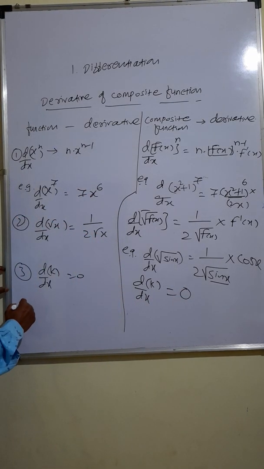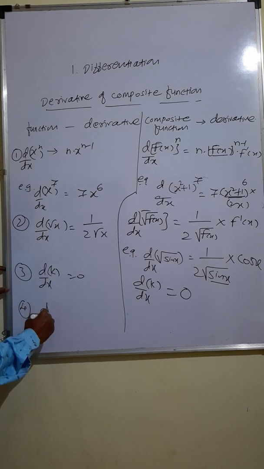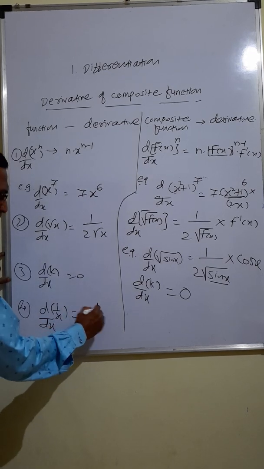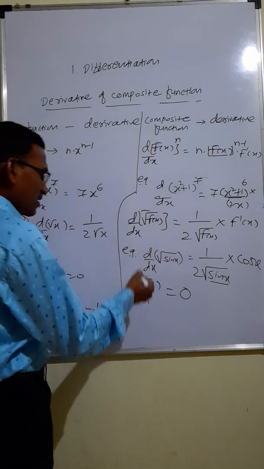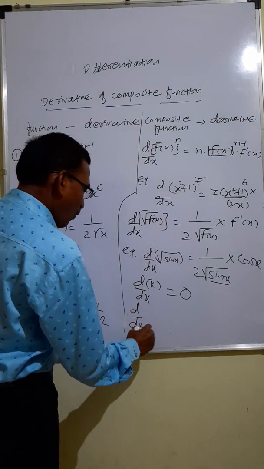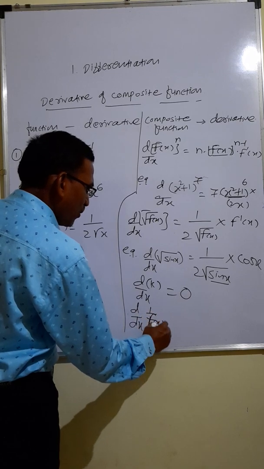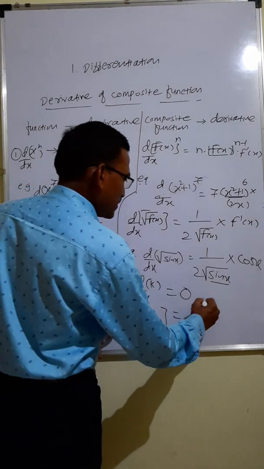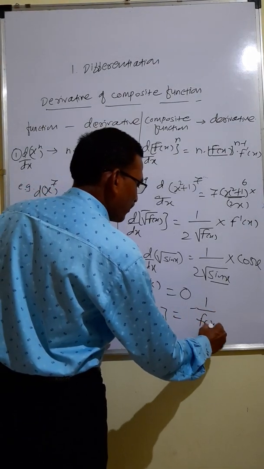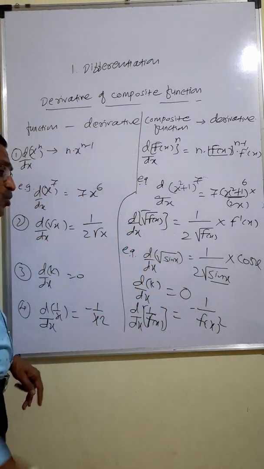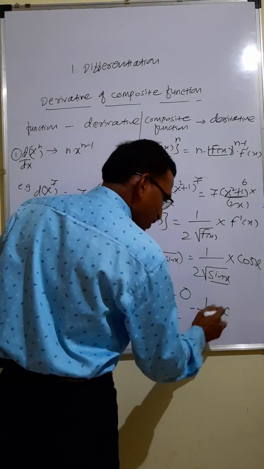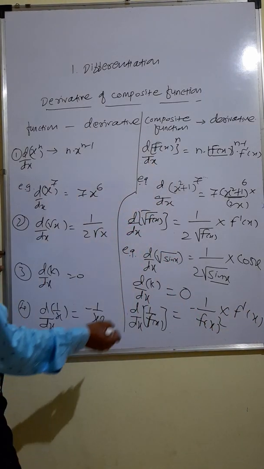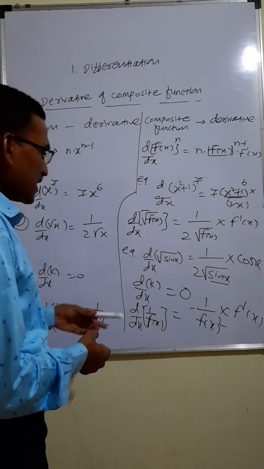Now the next, fourth: derivative of 1 by x, a standard function, is minus 1 by x square. And in this composite function, derivative of 1 by f of x is equal to minus 1 by f of x square into, by chain rule, the derivative of this function, f dash x. So here again we take its example.